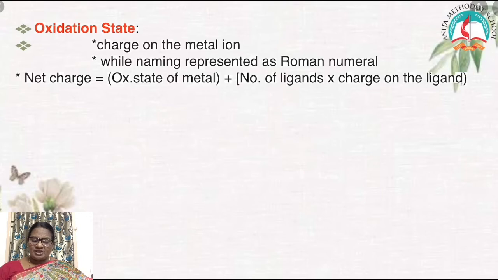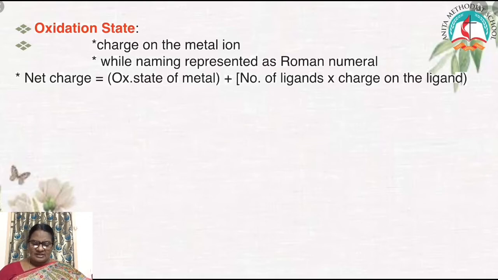This is the formula. Net charge is equal to the oxidation state of the metal plus the number of ligands into the charge on the ligand. There are 3 types of ligands: positive, negative and neutral. Neutral ligands will not carry any charge, but positive and negative ligands will carry a definite charge. For example, oxide is -2, all the halogens, chloro, bromo and iodo, carry -1 charge. Sulfato -2, carbonato -2, cyano -1, hydroxyl -1. So we need to know the charge of certain ligands which come under common use in this chapter.